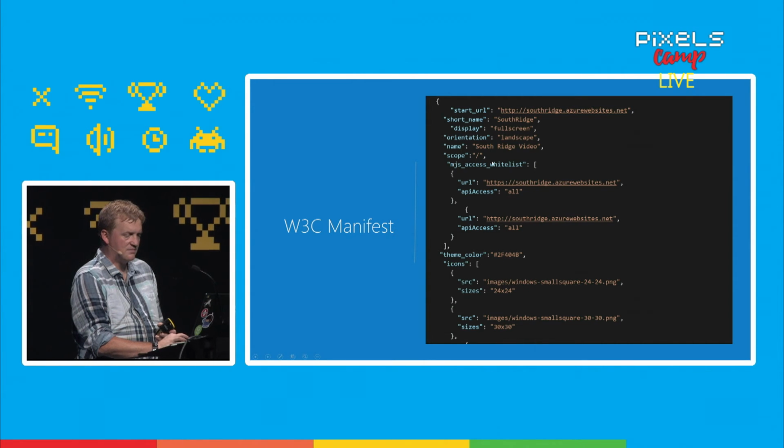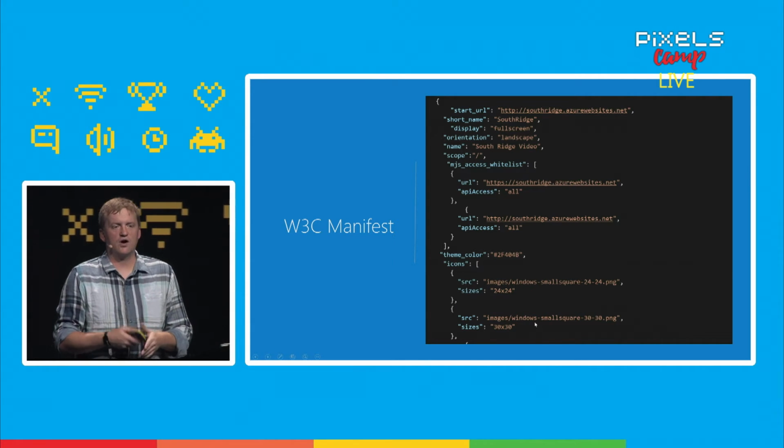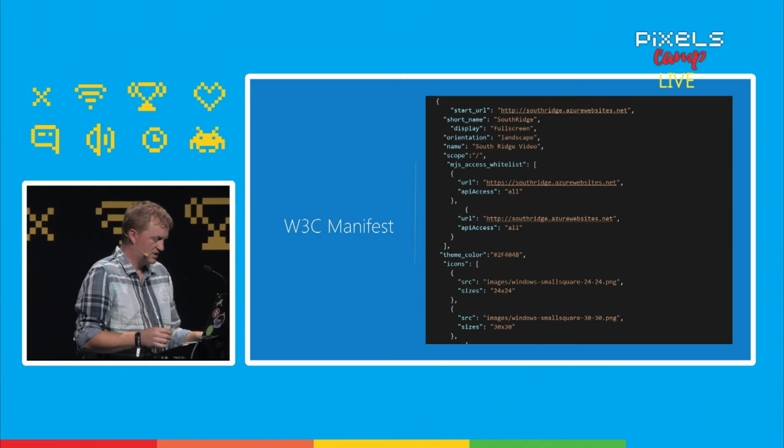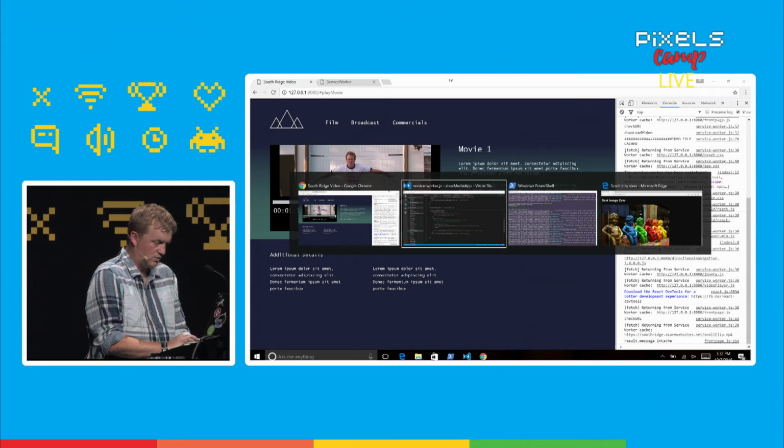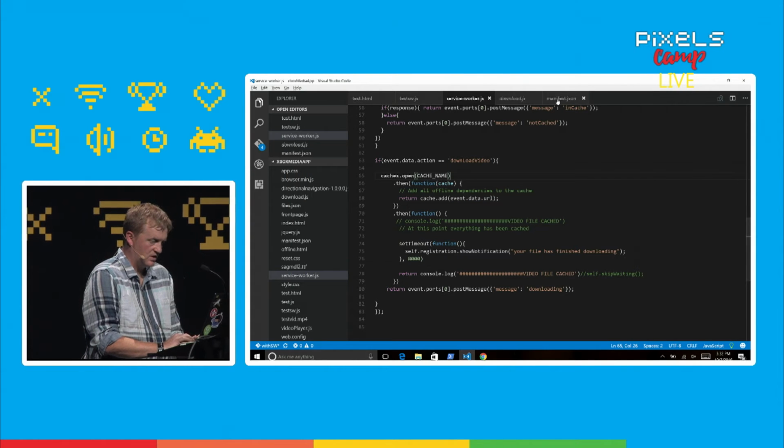I'll talk in a minute about what I mean here with this API access, but this is basically a way I'm telling the different environments what my app looks like. So we can look at that here.